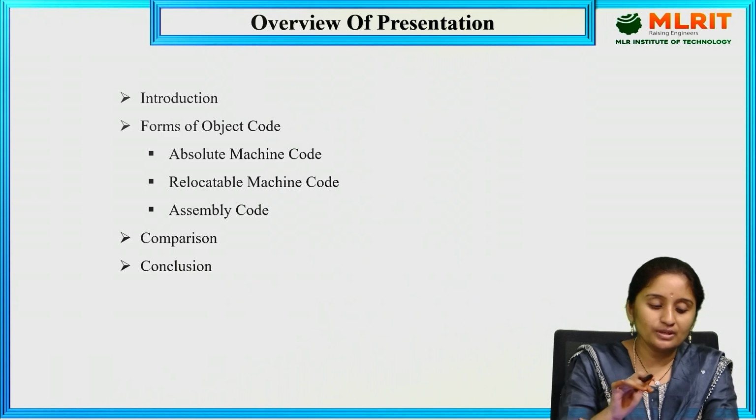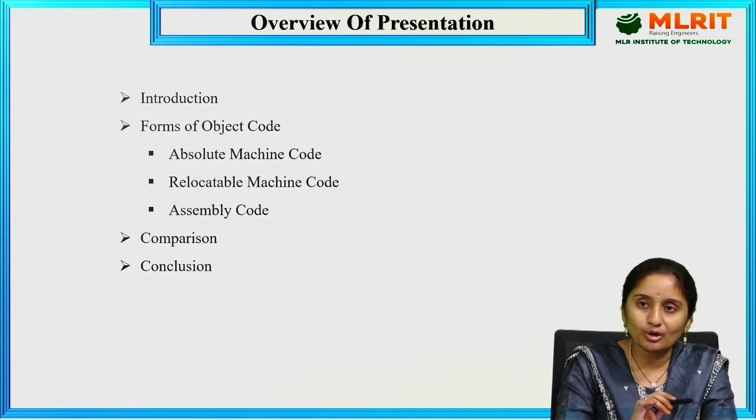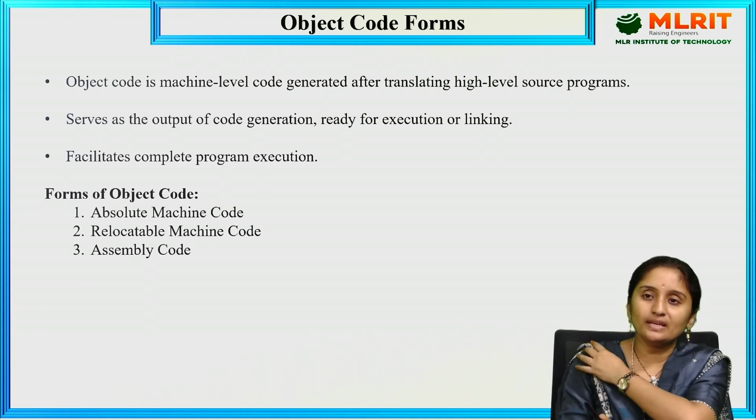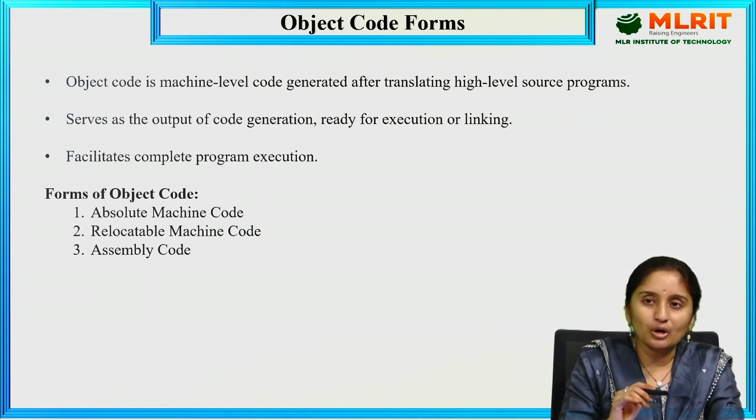Here I'm going to discuss what is object code form, what are the forms of object code, like absolute machine code, relocatable machine code, assembly code, and the comparison between these forms and the conclusion. These are the things which we are going to discuss. So the first one is object code forms. What is object code form?